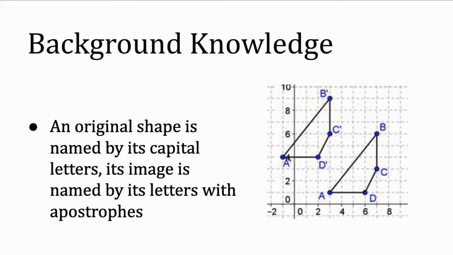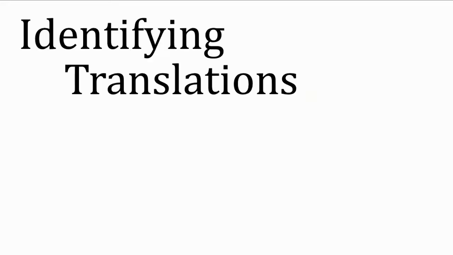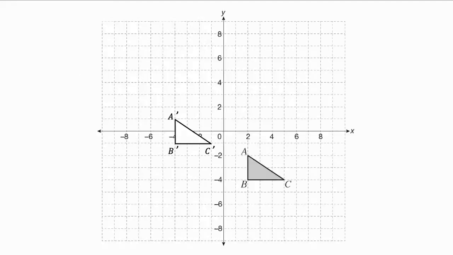Since we'll be transforming shapes in this unit, it helps to know that shapes are named by their capital letters, and that once we've translated, reflected, rotated, reduced, or enlarged them, their new labeling includes those same letters with apostrophes next to them. Let's take a look at translations first. For example, firstly notice that the original triangle ABC is this one. We know this triangle is the image, or new or translated triangle, since it has the apostrophes.